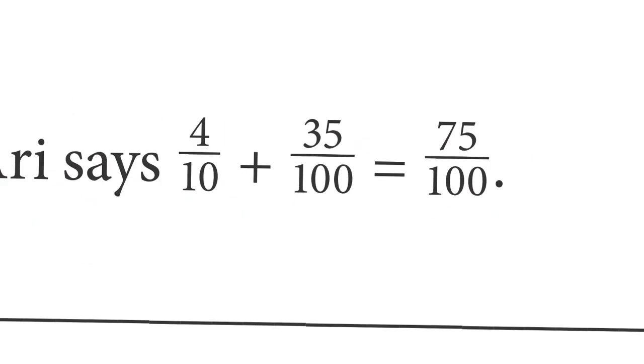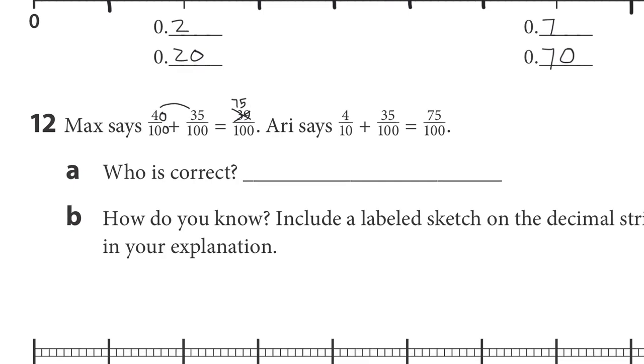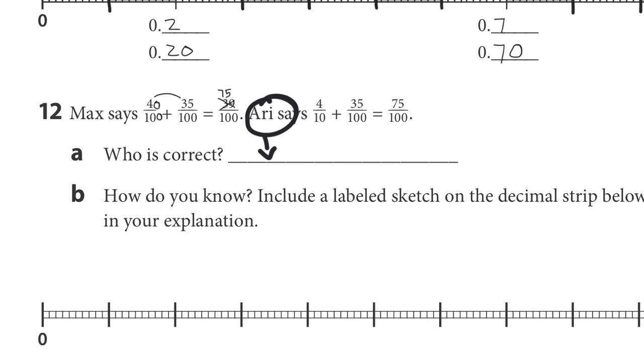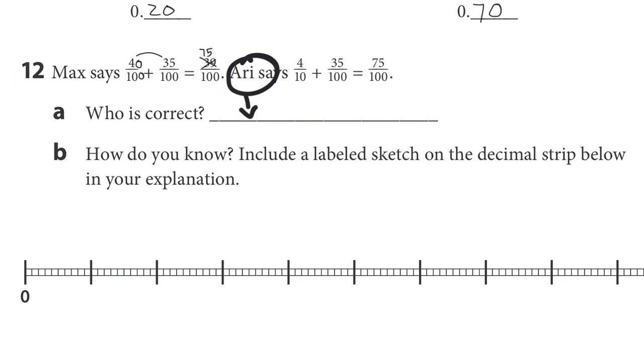So we can say, if I can get my cursor to move around, that Ari was correct. How do I know? Well, if you wanted to use the strip, you could, but you could also just rewrite our zeros rule from up here, and that would be just fine.